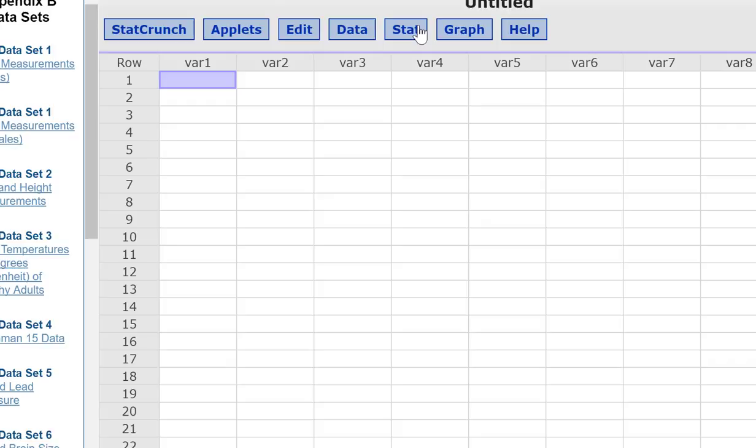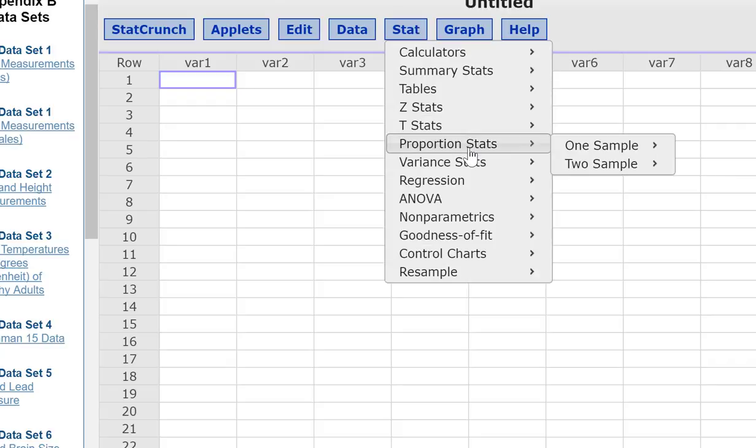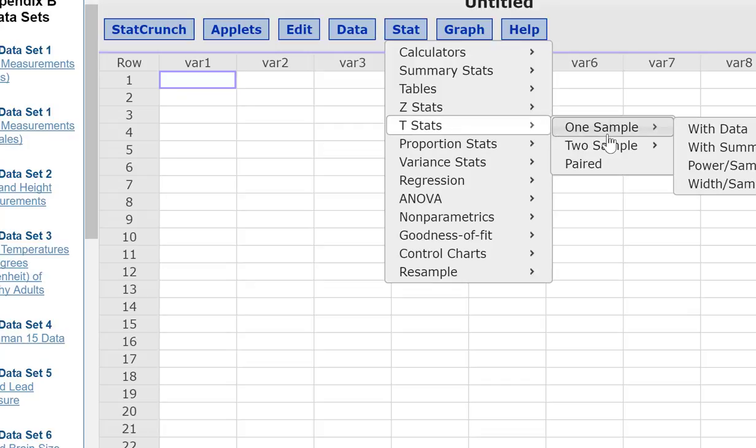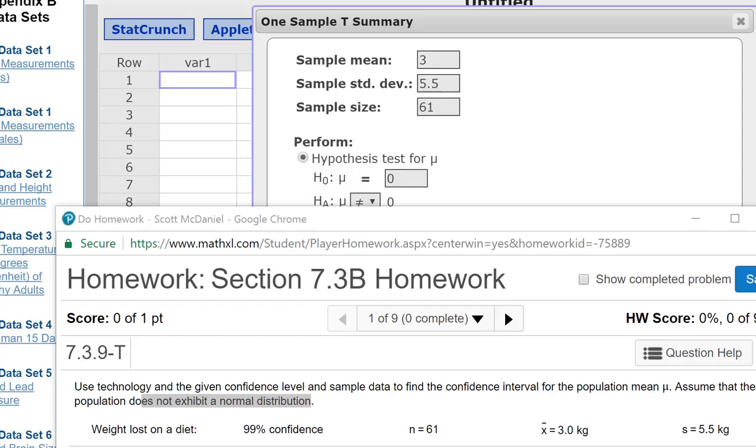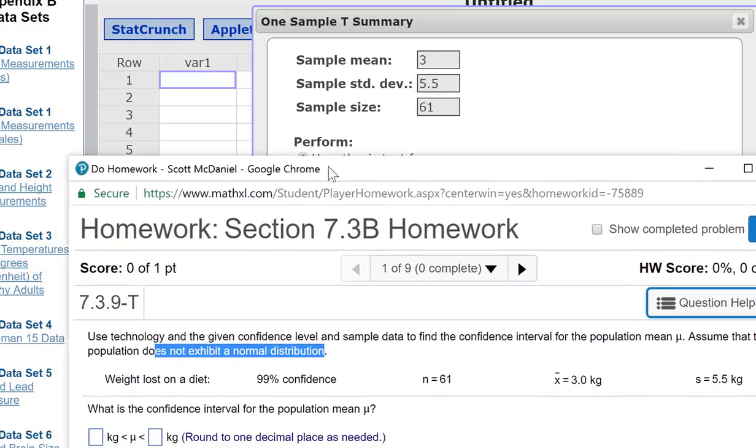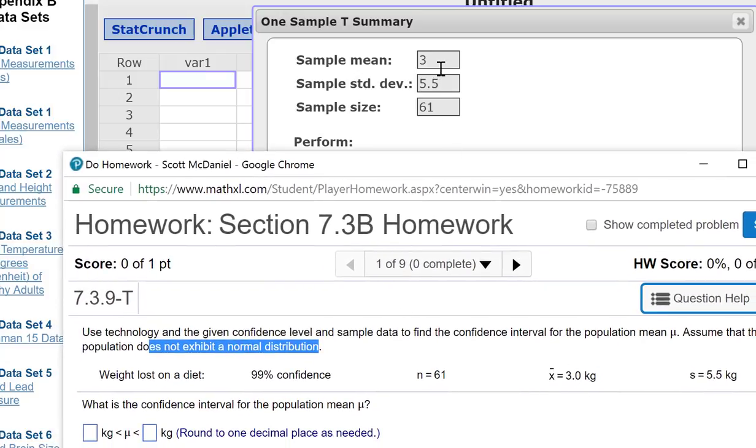Okay, so we're going to go to Stat. We are looking at a t stat. We're looking at means, and whenever we have means in here, we're pretty much going to be using the t statistic. We have one sample, and we have a summary. We do data if we're actually given the list, and we'll see that in further problems. So with summary, we're going to put our sample mean in. The sample mean was 3, so I put 3. Sample standard deviation 5.5, so I put 5.5, and sample size n is 61.